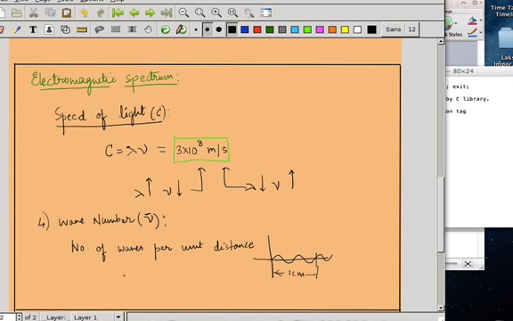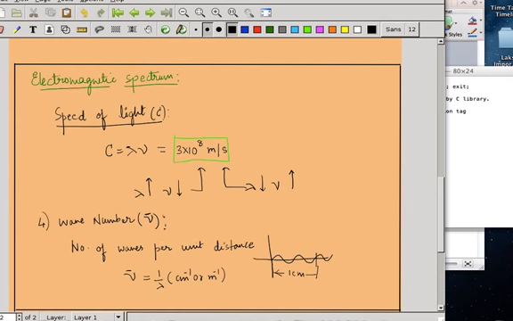So I write this also as wave number equal to 1 by lambda, which can be represented in centimeter inverse or meter inverse. That means wave number is nothing but the number of waves traveling per unit distance. If I take my unit as 1 centimeter, you can see there are two waves. There might be 100 waves, 200 waves, so that gives your wave number.